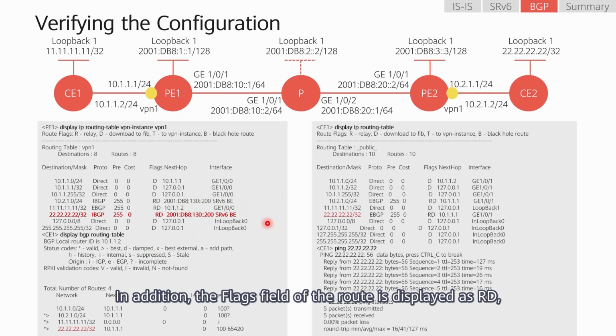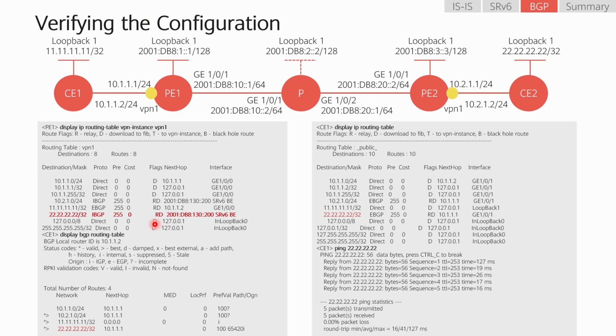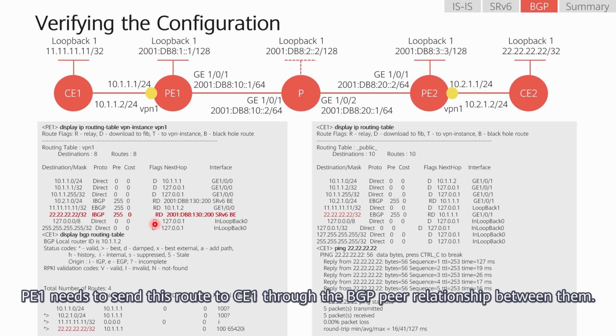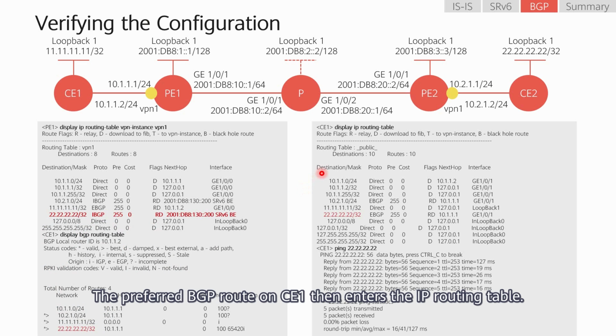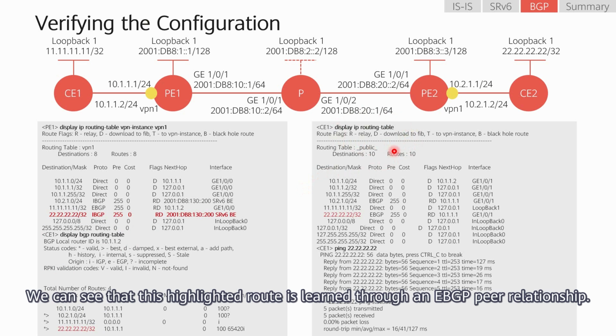In addition, the flags field of the route is displayed as RD, indicating that the route is a recursive one. PE1 needs to send this route to CE1 through the BGP peer relationship between them. After the route is received, it first enters the BGP routing table of CE1, as shown in the command output. The preferred BGP route on CE1 then enters the IP routing table. We can see that this highlighted route is learned through an eBGP peer relationship.